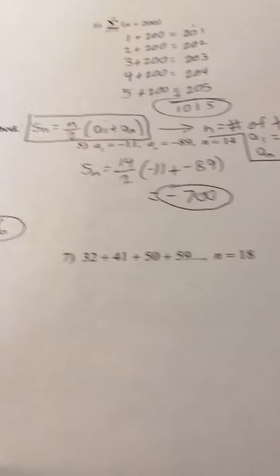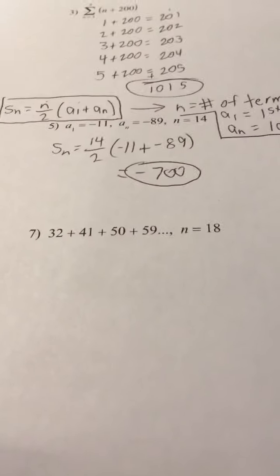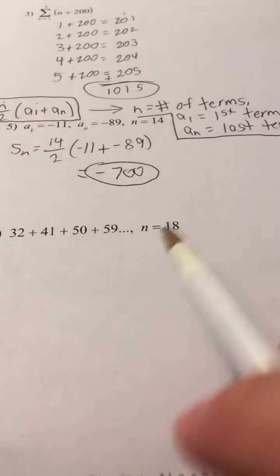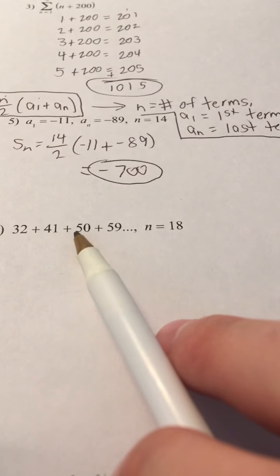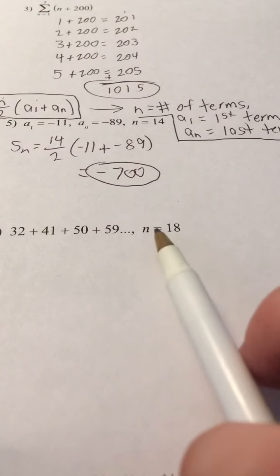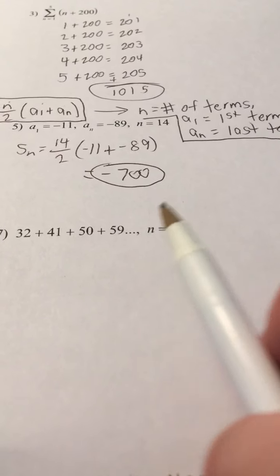Last problem. All right, this one. It gives me the list, and it asks me to find the sum. Now, it doesn't stop at 59. Don't just add 32 plus 41 plus 50 plus 59. These dots mean it keeps going. How many? 18 numbers.